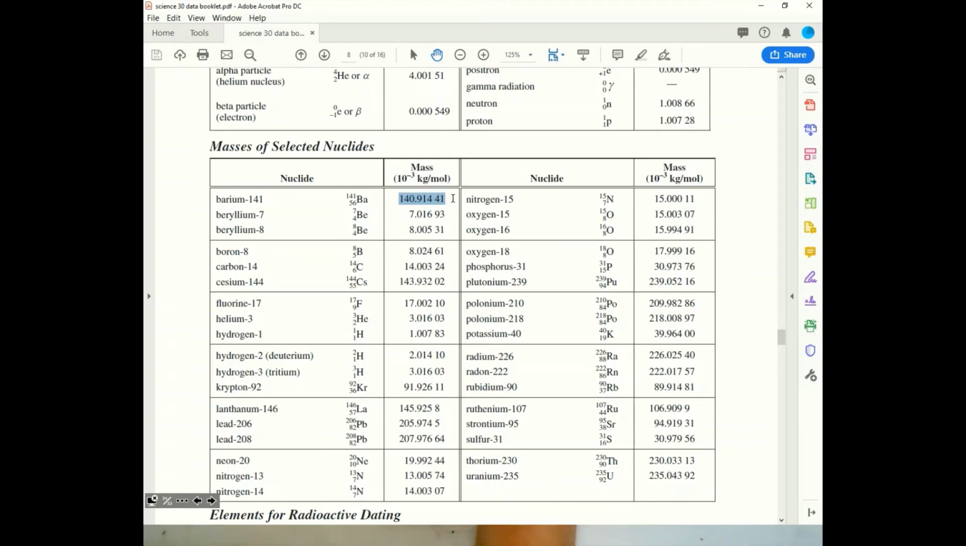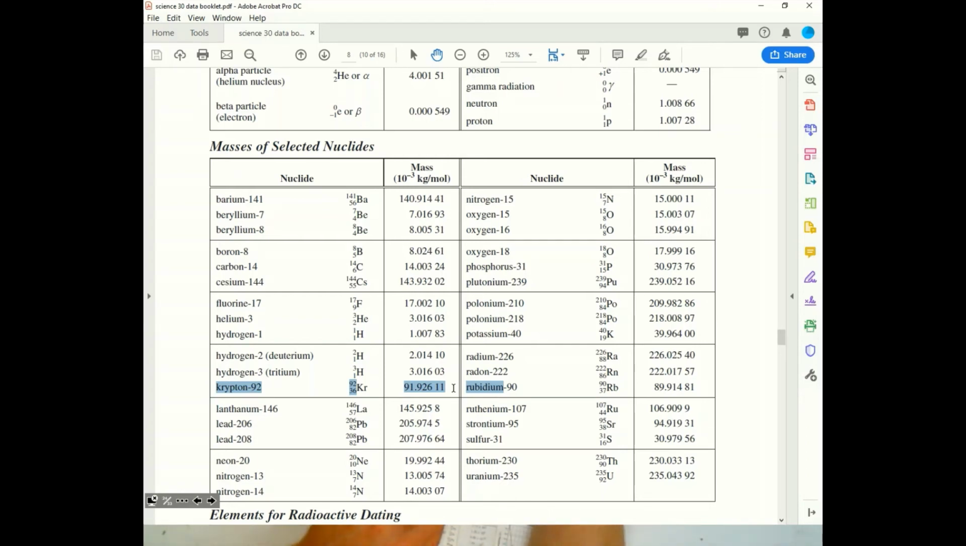So I'll go 1 times 140.91441 times 10 to the negative 3. And then I have to find krypton. There's krypton 92. So there's one of them. So 1 times 91.92611 times 10 to the negative 3.